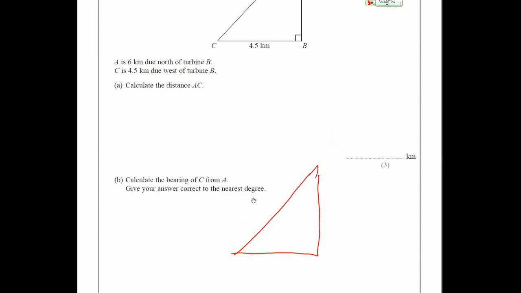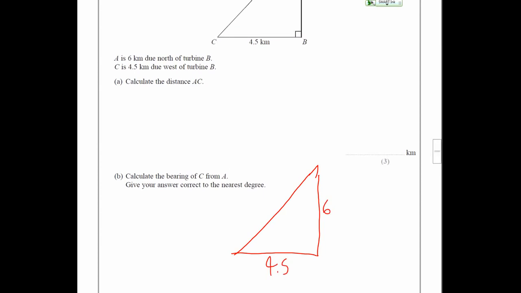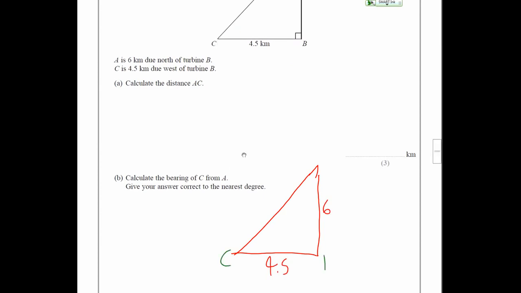So 4.5, 6. And we want the bearing of C from A. C, B, A. Okay, so bearing of C from A. So we're going from A to C.